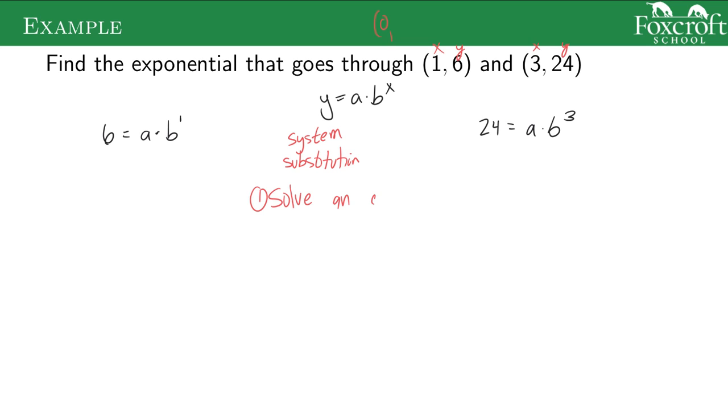solve an equation for a. All right, so I'm going to always pick the one that has the smaller number. So I'm going to do this left-hand equation with 1 and 6. If we want to solve it for a, all I need to do is get rid of this b by dividing both sides by b. So 6 over b equals a.